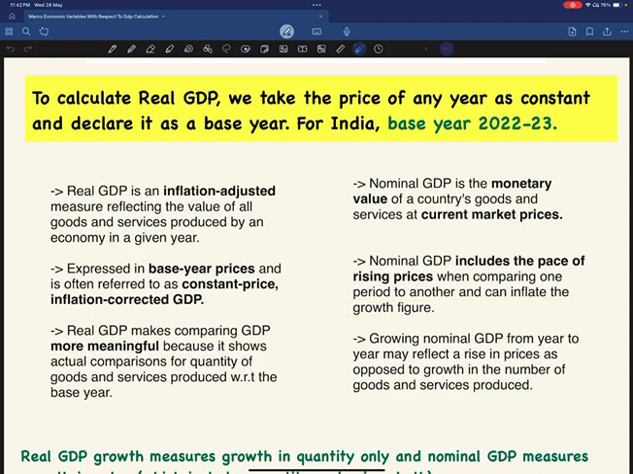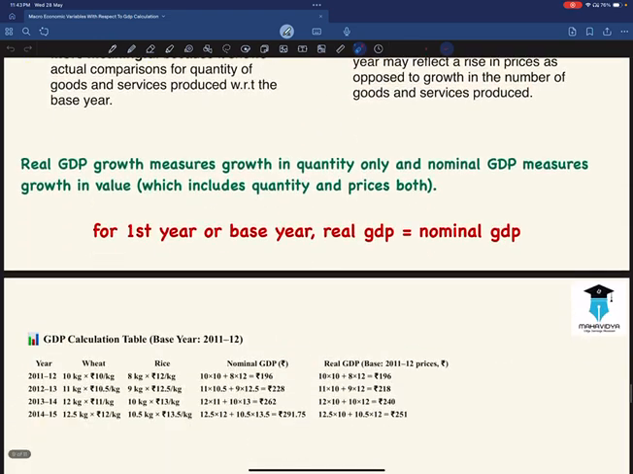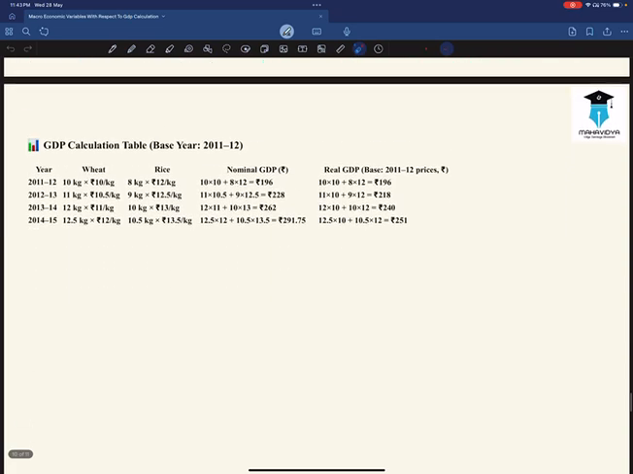Because it can inflate the growth figure, real GDP is a more meaningful approach. Growing nominal GDP from year to year may reflect a rise in prices as opposed to growth. We'll see what these lines are saying in the next slide. So let us see GDP calculation.